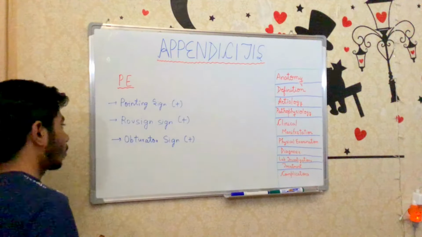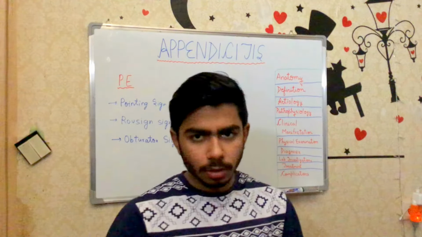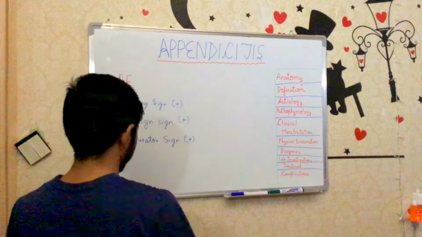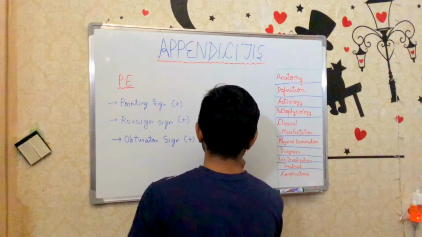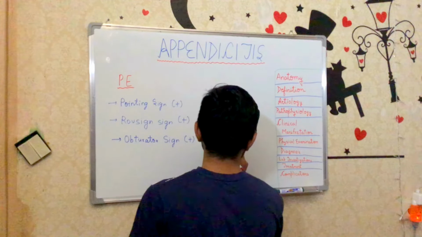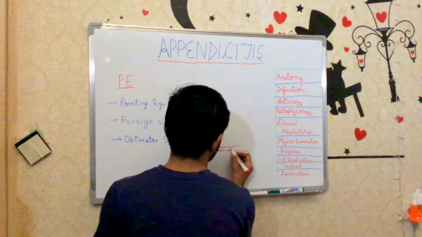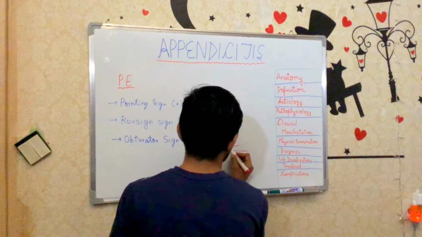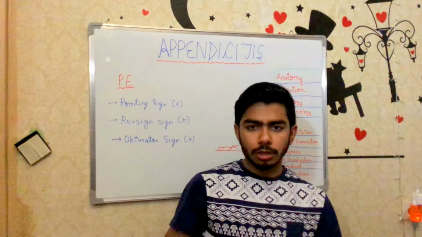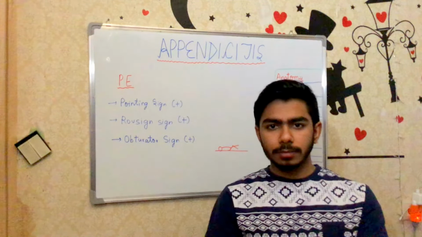Obturator sign. The patient would lie down on the bed. For example, this is the patient. This is the leg, and the other leg would be like this. You will flex the leg of the patient towards him and inwardly rotate the leg.